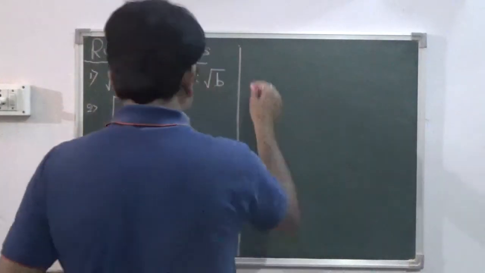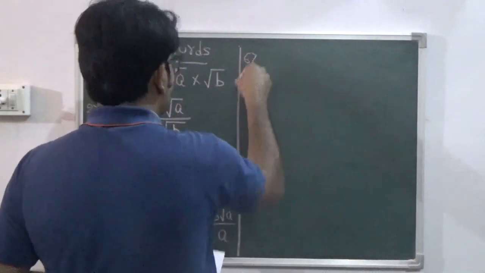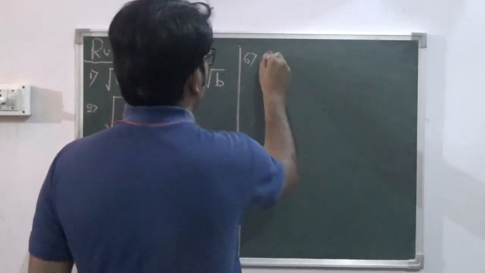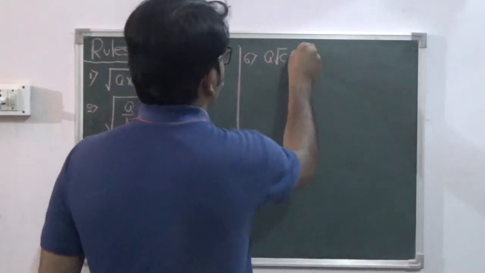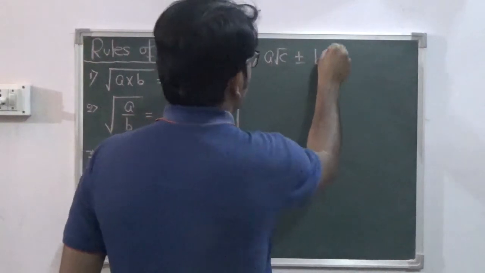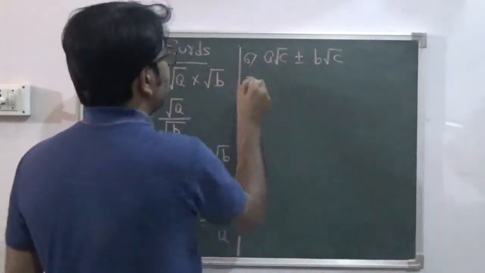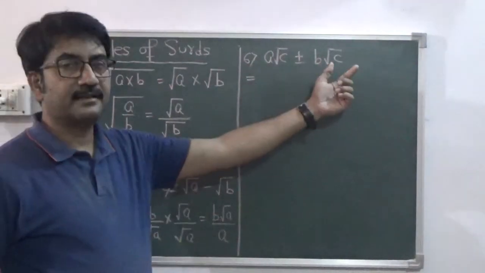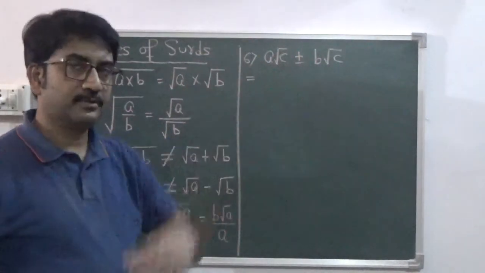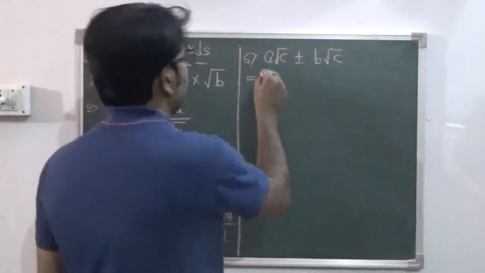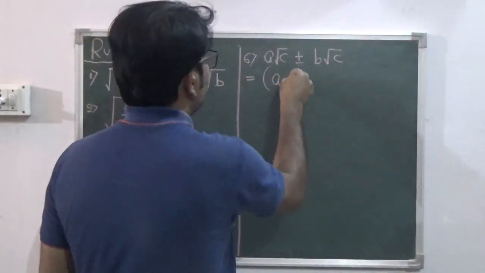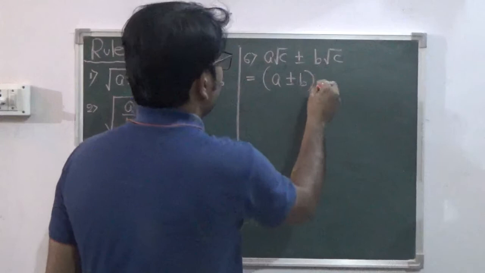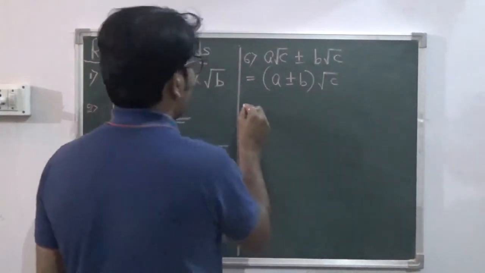The next rule is number 6, A root C plus minus B root C. You can see very clearly that in the first term and the second term, root C is common in both the terms, so you can take it common. So this becomes A plus minus B into root over C.